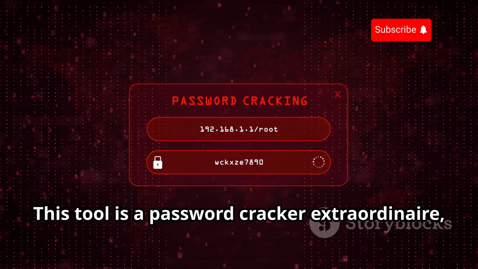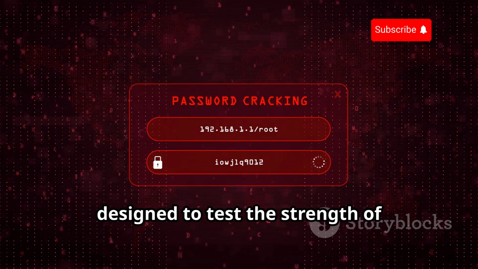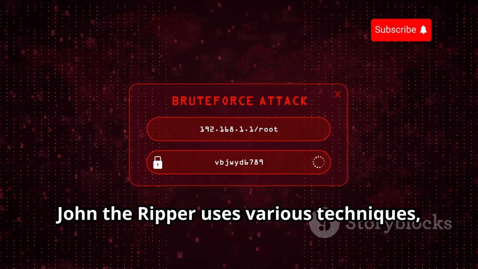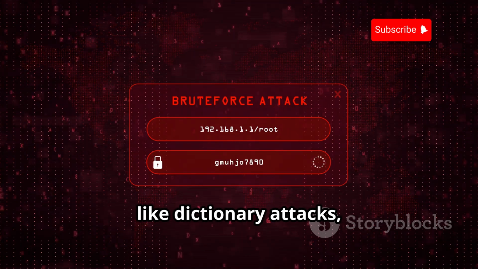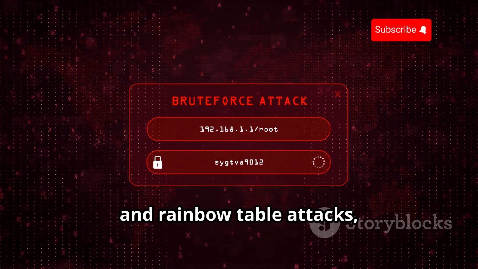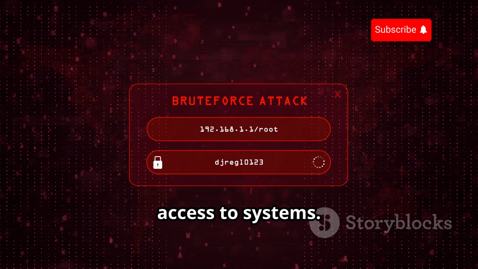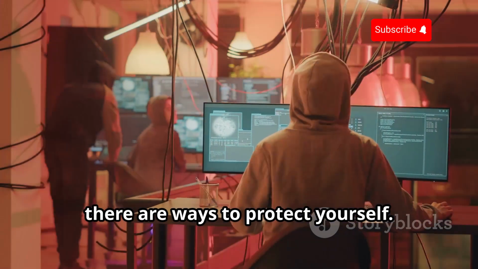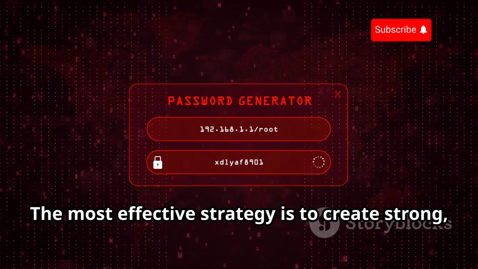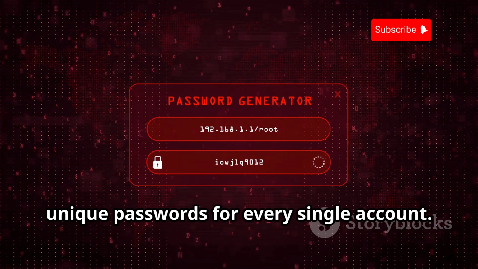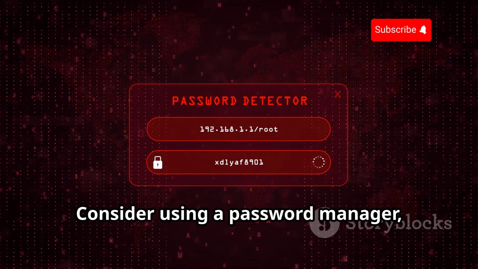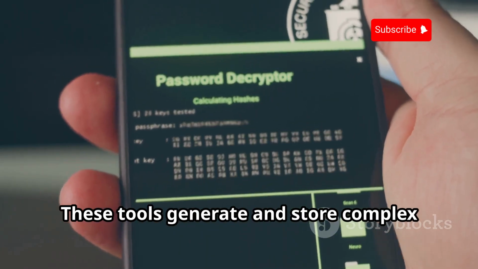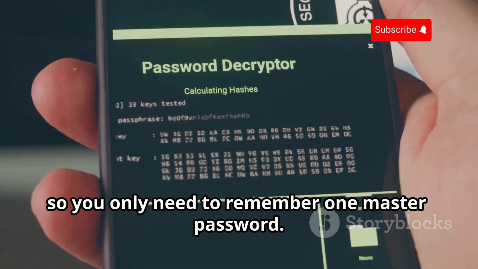This tool is a password cracker extraordinaire, designed to test the strength of passwords and, unfortunately for us, crack them wide open. John the Ripper uses various techniques like dictionary attacks, brute force attacks, and rainbow table attacks to guess passwords and gain unauthorized access to systems. But fear not. While John the Ripper is a formidable foe, there are ways to protect yourself. The most effective strategy is to create strong, unique passwords for every single account. Consider using a password manager, which is like a secure vault for all your passwords. These tools generate and store complex passwords for you, so you only need to remember one master password.